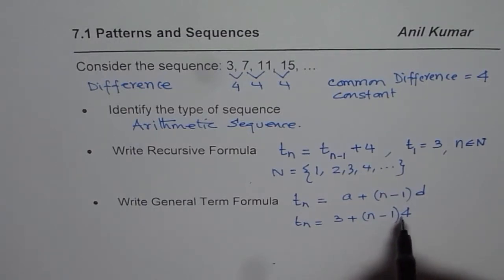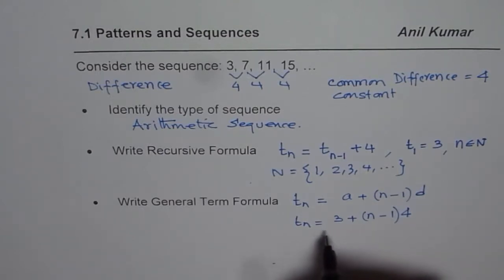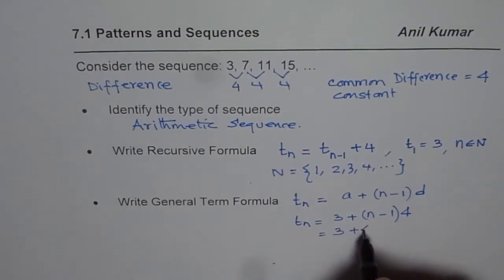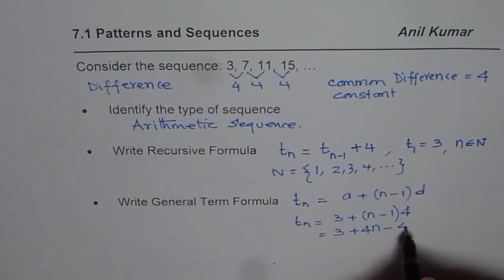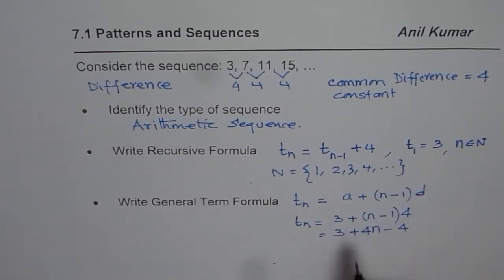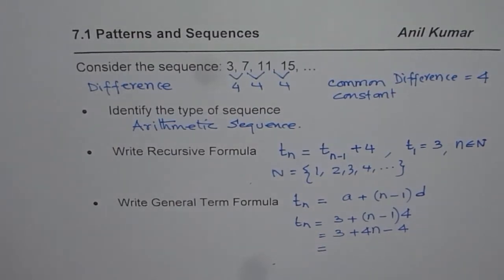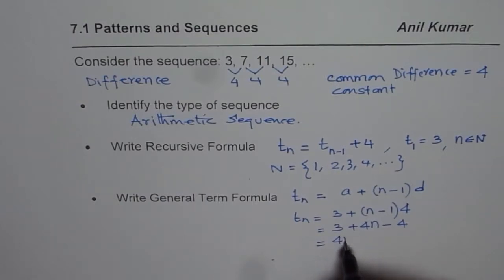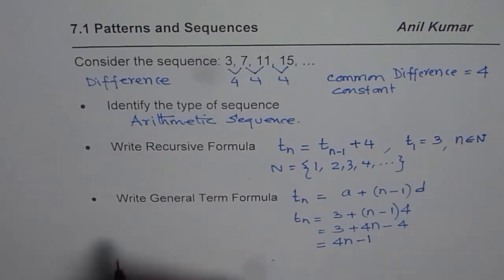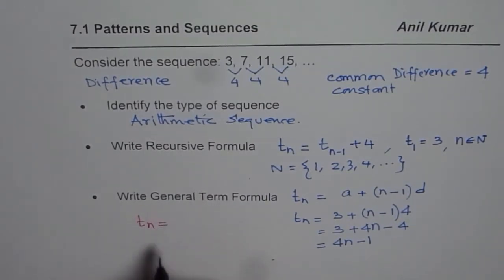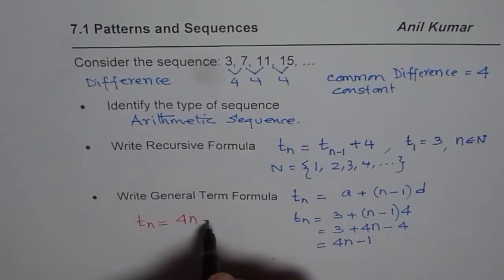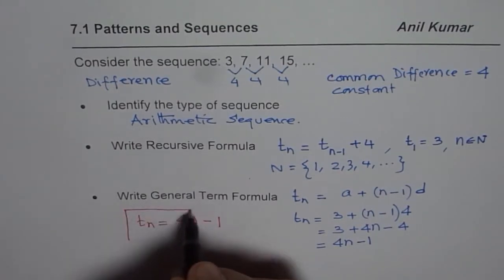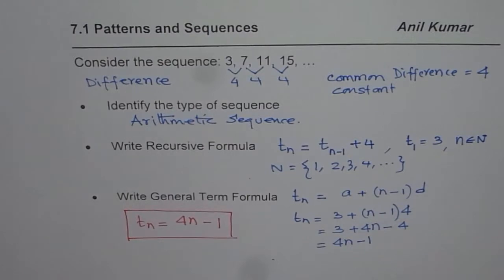Now it's a good practice to simplify it, right? So let us simplify. So we get 3 plus 4n minus 4. Apply distributive property and open this up. And now we can write 3 minus 4 is minus 1. So we can write this as 4n minus 1. So we have the general formula, which is Tn equals 4 times n minus 1. So that is how we can actually find the general formula.